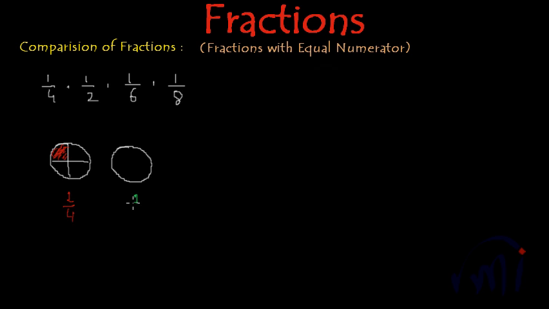And to represent 1 by 2, I have to divide the circle into 2 equal parts, and then I am going to shade only one part out of it. This will represent 1 by 2, right? So which fraction is bigger over here? If we compare these two, yes, half looks bigger than 1 by 4. So 1 by 2 is bigger than 1 by 4, right? So this is the comparison between two fractions.